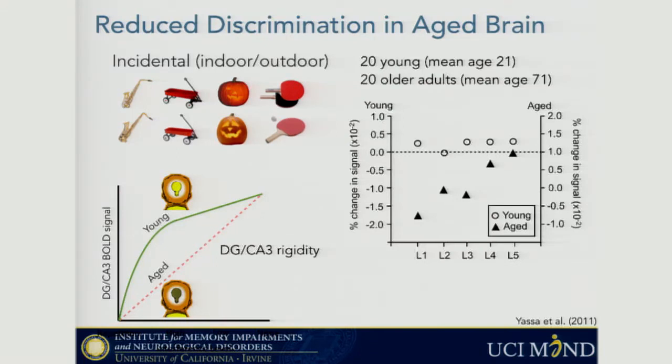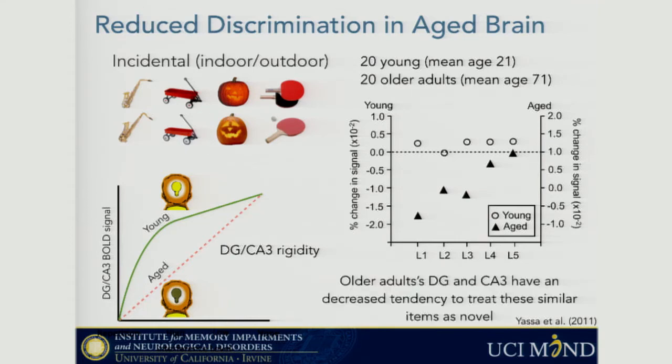And the data map on exactly to those predictions. So what we find is that the dentate and CA3 in young adults are relatively high the entire time. 0, by the way, is novel foils, so it's brand new items. So that's actually the highest point that you can get to. And what you see here is that in older adults, there's a much more linear kind of pattern, consistent with the idea that they need things to be sufficiently different in order to call them different.